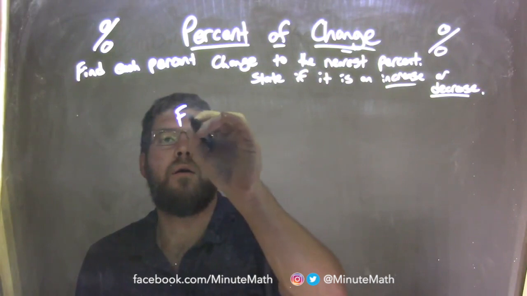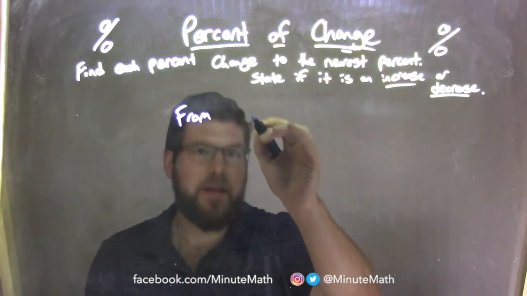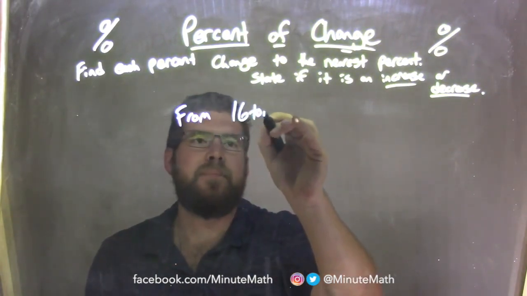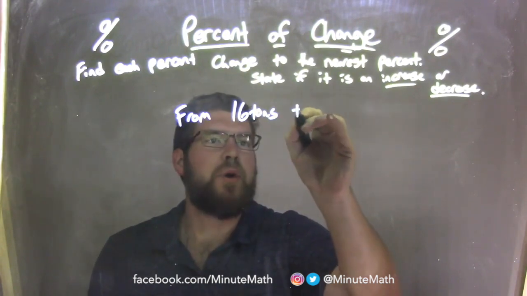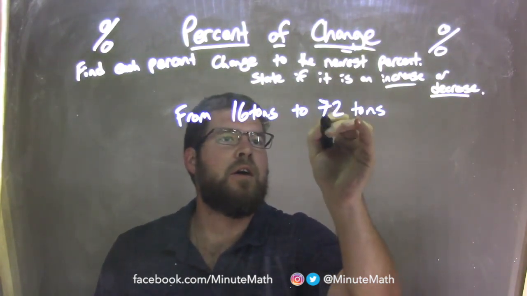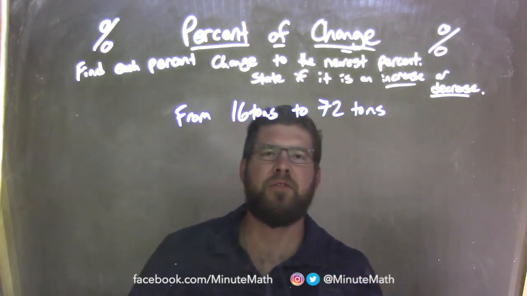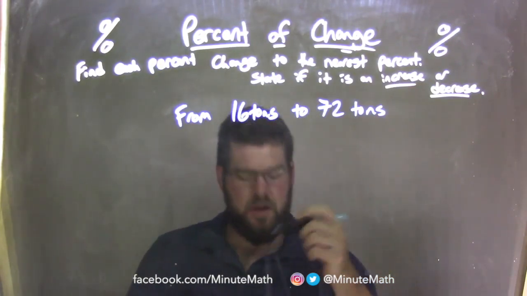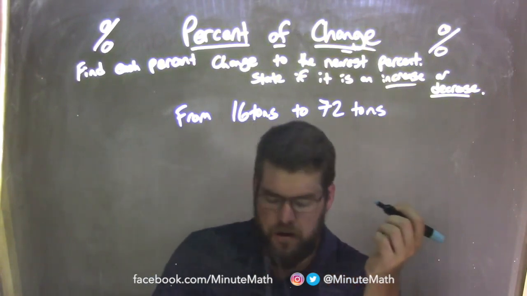From 16 tons, what do you get? To 72 tons. And that was a reference to a song. If you know that reference, put it in the comment section below. 16 tons to 72 tons.